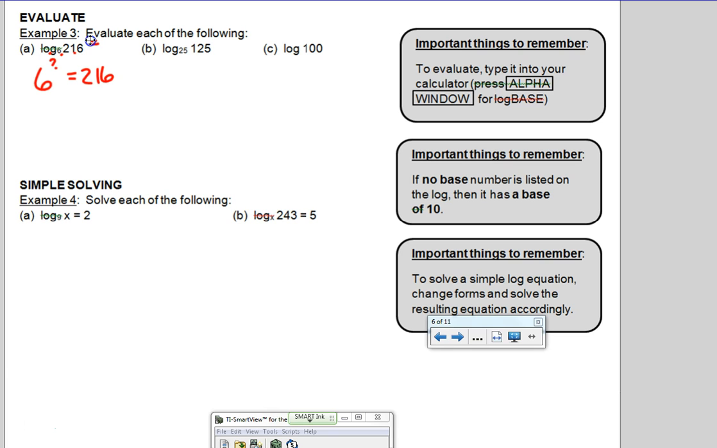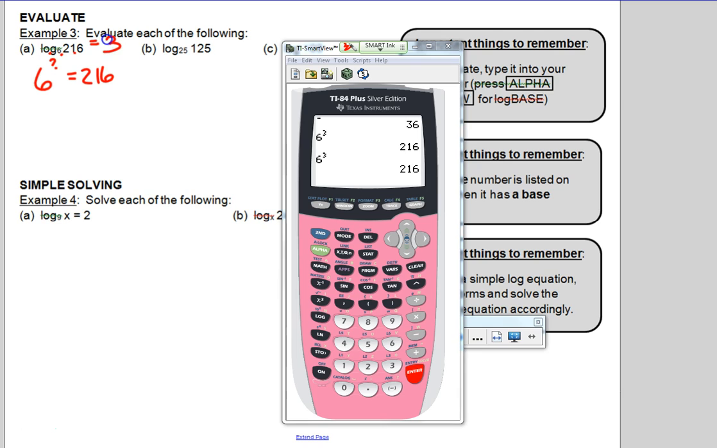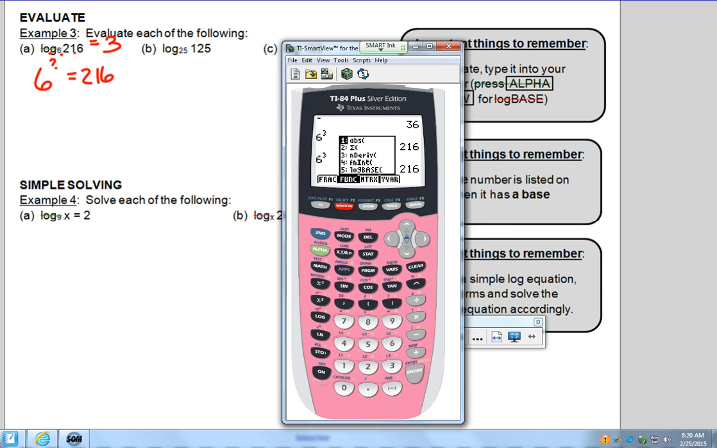So for something like this, you could try to guess what it is. It may not be a nice number, so we could try 6 to the second power is 36. So it's not that. 6 to the third power is 216. So that means that this is equal to 3. That's the power that's going to make that true. Now on these calculators though, you can just simply type it in. If I go to the log base key on the Inspire and you actually type it in, you will get 3. I just want you to make sure you realize what it means and not just rely on typing it in.